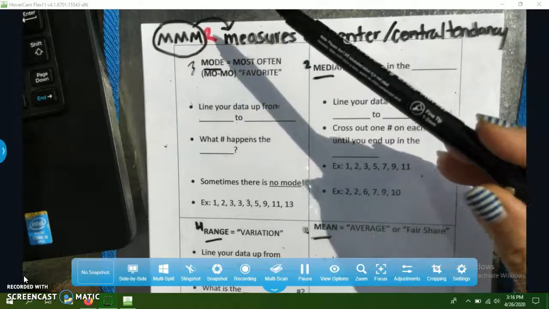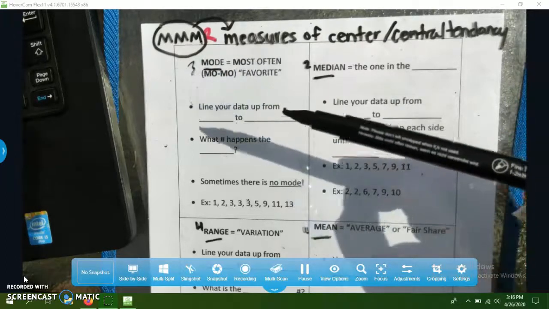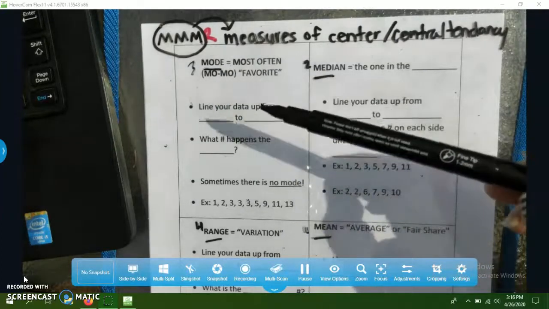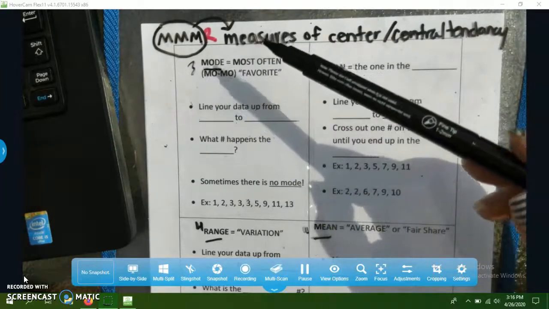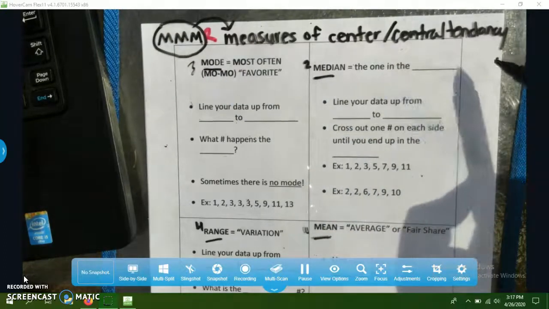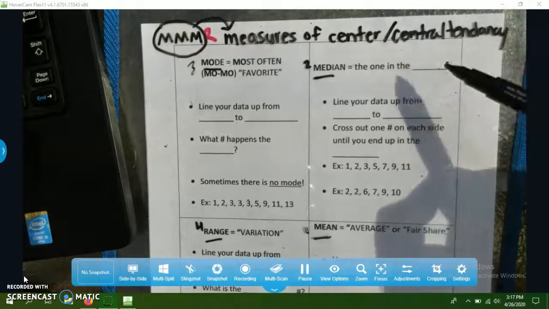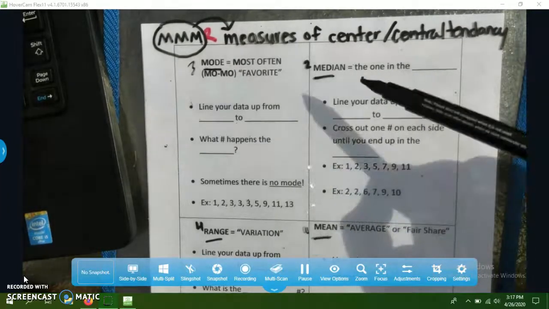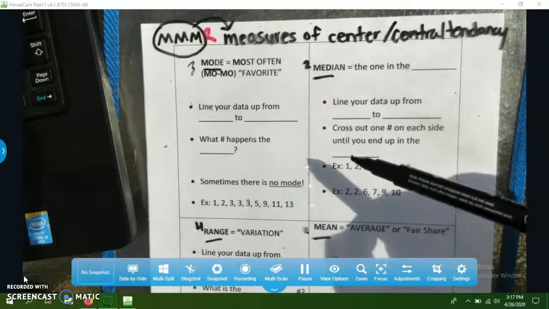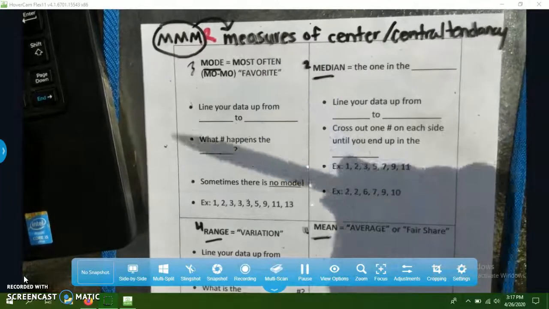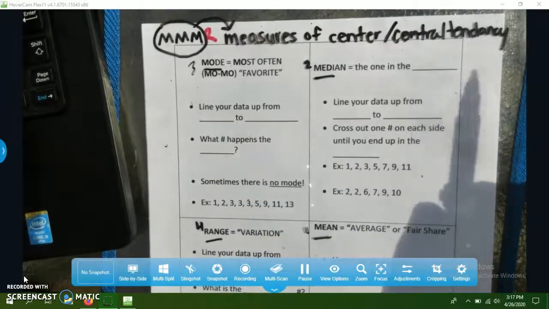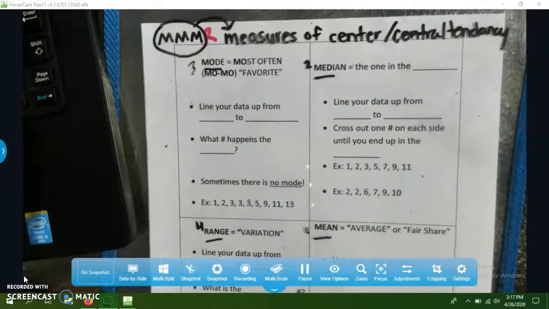Now, the M's are kind of set apart from the range because all of the M words, mean, median, and mode, are what people call measures of center or measures of central tendency. So they all give us a number that falls somewhere within your data. So we're going to work on learning how to calculate each of those today.